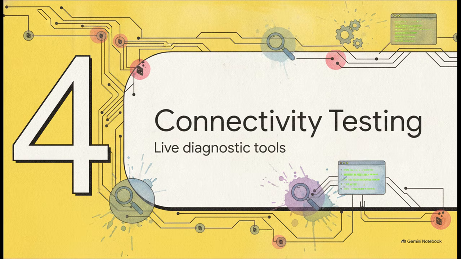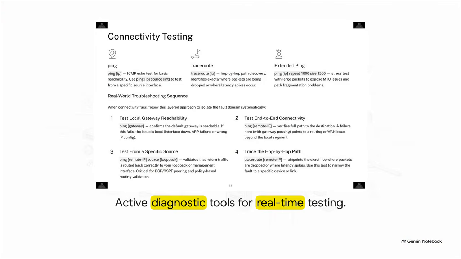Section 4. Live connectivity testing. All right, we've narrowed down the suspects, we've checked the routing logic, and now we build our active testing arsenal to pinpoint exactly where packets are dropping in real time. We don't just blindly ping here. We use standard ping for basic reachability. We use traceroute for hop-by-hop path discovery. This identifies exactly where latency spikes or where packets are falling into a black hole.